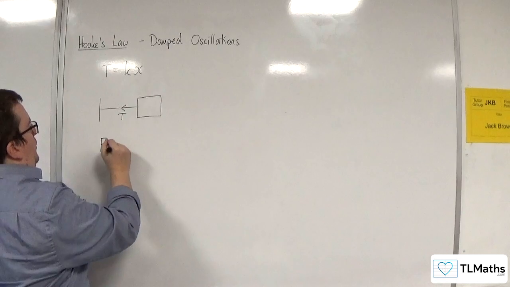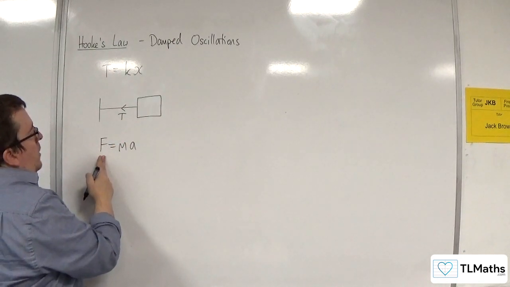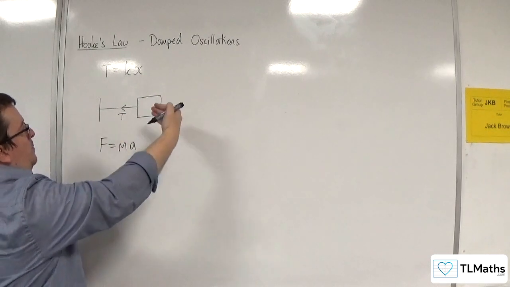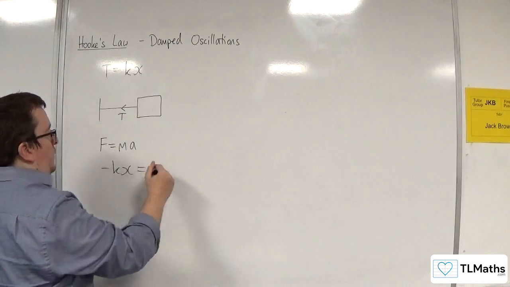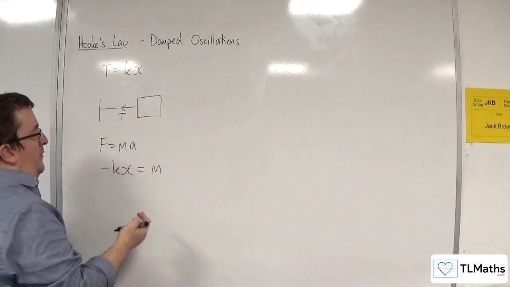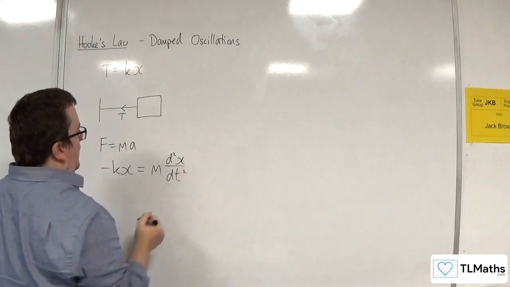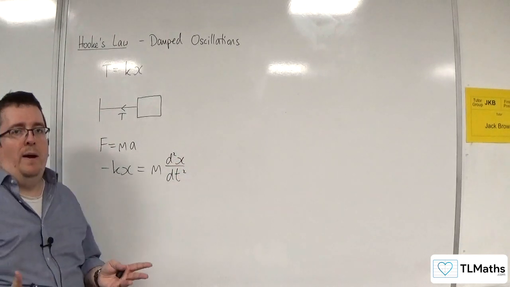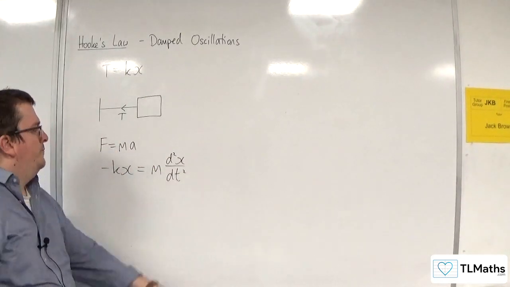and we can use F equals ma to say the net force horizontally would be minus T, so minus kx is equal to m, the mass of the particle, times the acceleration, which is d2x by dt squared. So this gives you a very base case differential equation to work with.